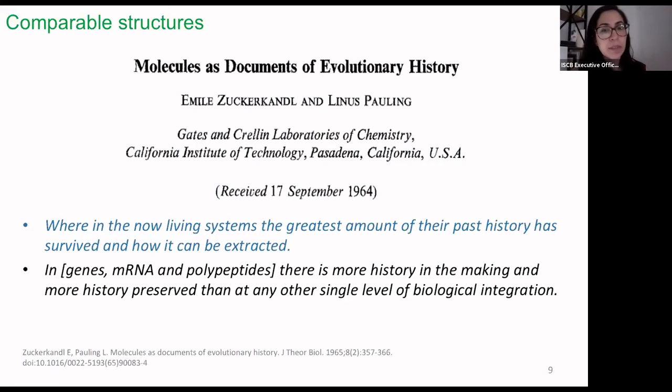And the answer they give in this seminal paper too is that in some kinds of molecules, we can find this information and extract it to study it. So they say that in genes, mRNA, and polypeptides, there is more history in the making and more history preserved than at any other single level of biological integration. So this is more a philosophical paper, but it really sets the path for all the molecular evolution analysis that we do today.